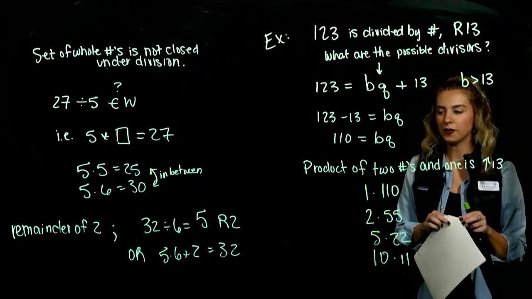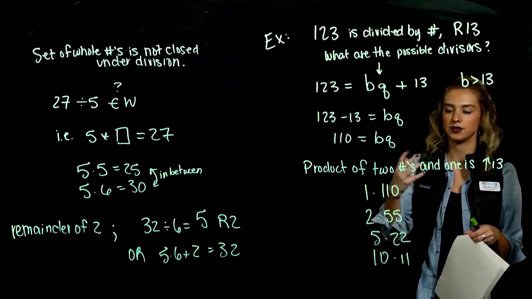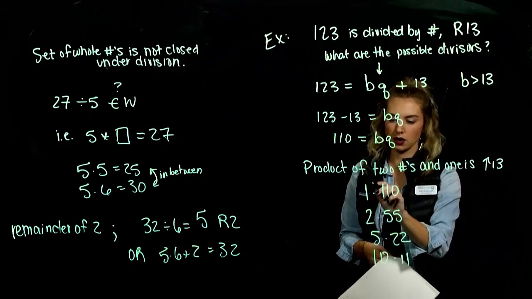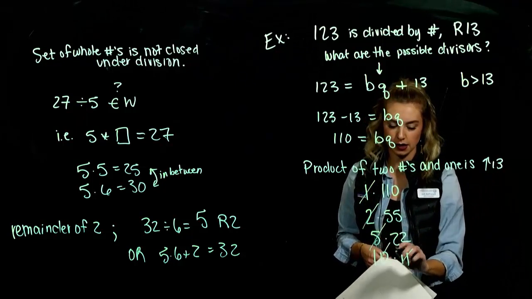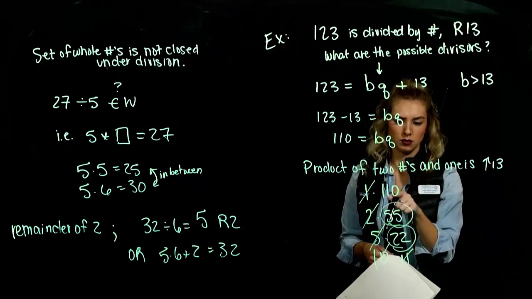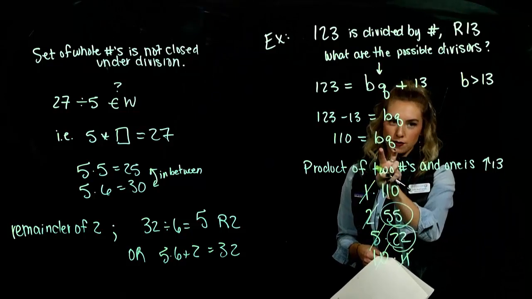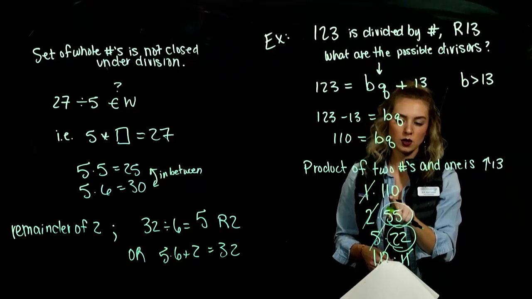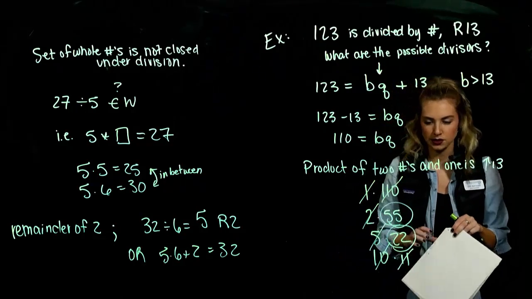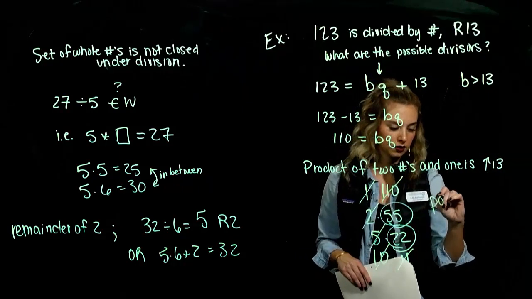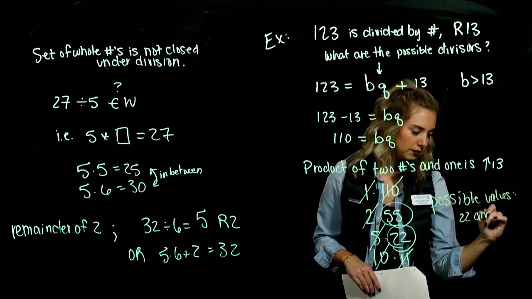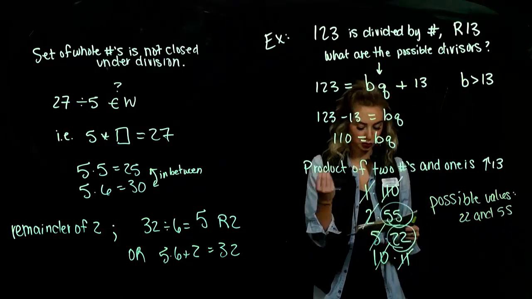Okay, so out of all of those possible factors that we could divide by, what are our options? They have to be larger than 13 for it to work. So 1 is out, 2 is out, 5 is out, 10 is out, 11 is out, 22 is in, 55 is in. Is 110 in? Definitely not, because we need the product of two of them to produce this value. And if I plug in 110 for one of them, the other one is going to be 1, and that one's out. So our options are 22 and 55.